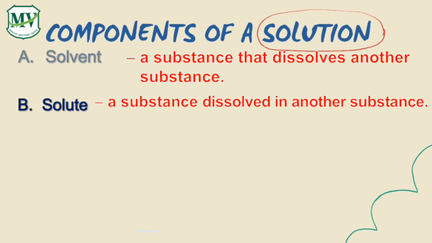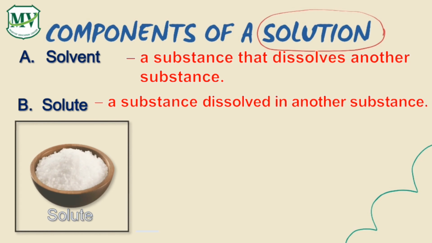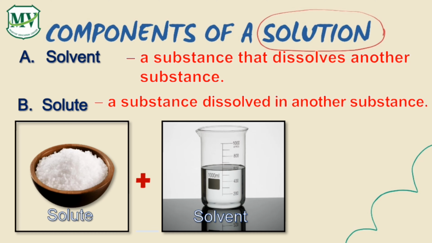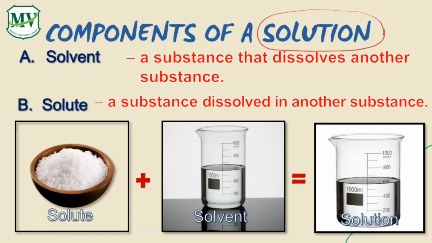These are the components of a solution. First is the solvent, a substance that dissolves another substance. Next, we have solute, a substance dissolved in another substance. Let me give you an example. We have the salt, which is the solute, and we will add it in water, which is the solvent. The product will be the salt solution.